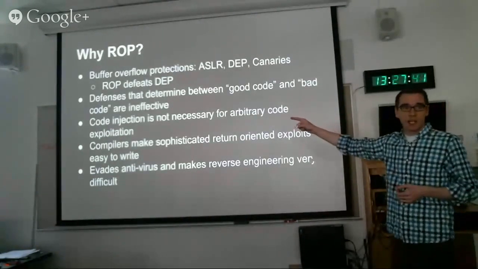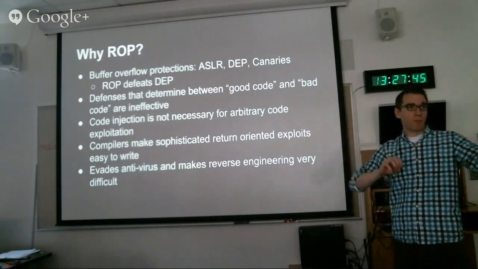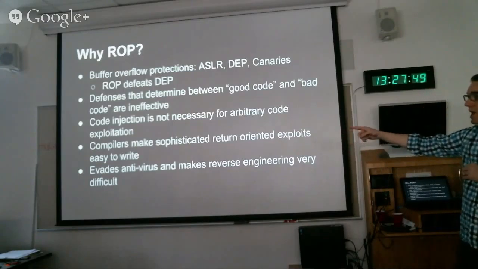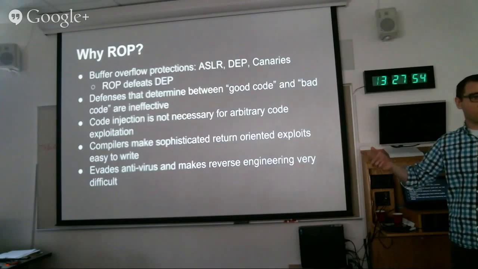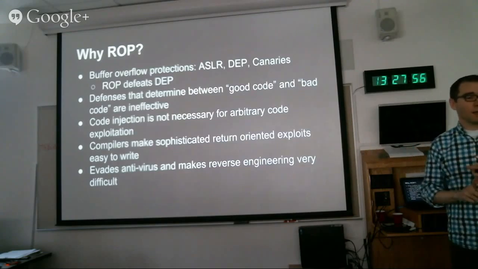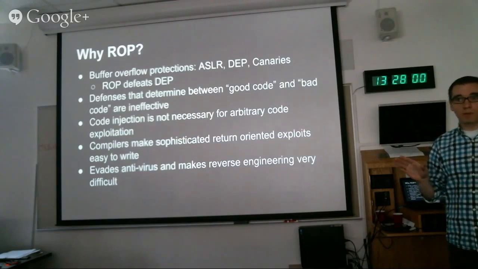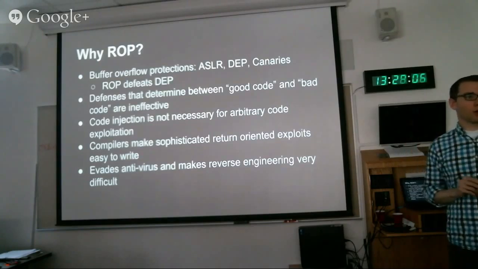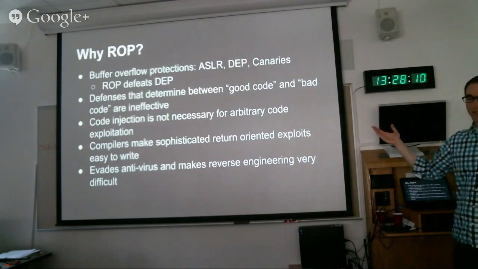So code injection isn't necessary anymore. We don't actually have to put code onto the stack. We can do it by building our own code through jumping around, right? Compilers complicate the heck out of stuff to try and save on cycles, to try and do things more efficiently. There's all sorts of optimizations that compilers do to try and make code run faster. And because of that, our jumping around looks totally normal. It's not weird at all. So thanks to compilers, right?